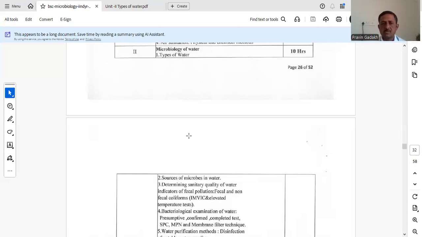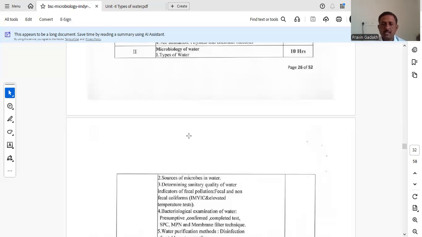By using these methods, we can differentiate whether the coliform organisms are from fecal origin or from non-fecal origin. On that basis, we can determine whether the water bodies are contaminated with fecal coliforms which originated from human feces.